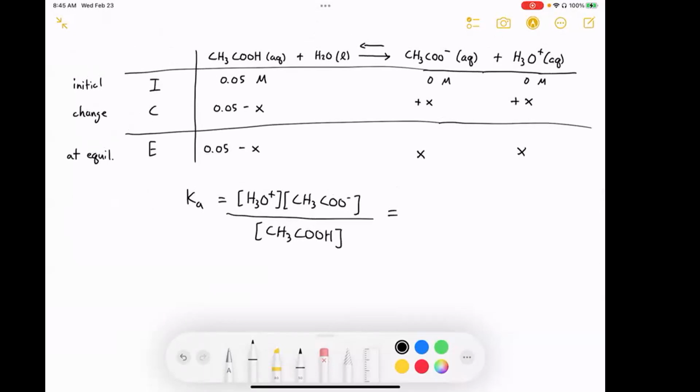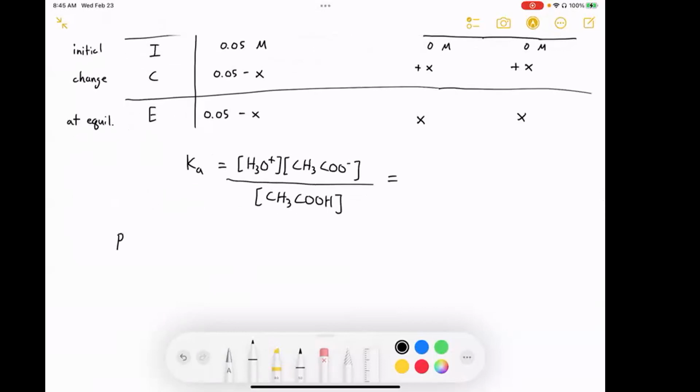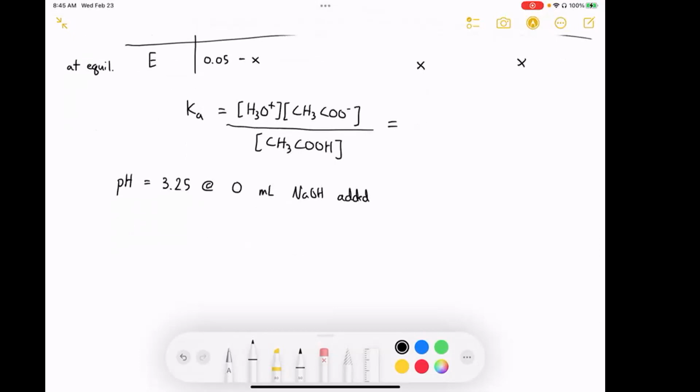So maybe the pH was, let's see here, maybe 3.3. All right, so let's say the pH was initially at 3.25, at 0 mLs sodium hydroxide added. So at the start, we had a pH of 3.25. Now to calculate the concentration, remember, we raise 10 to the negative pH power, negative 3.25, like so. And we should get the concentration of H plus. So let's do that right now.